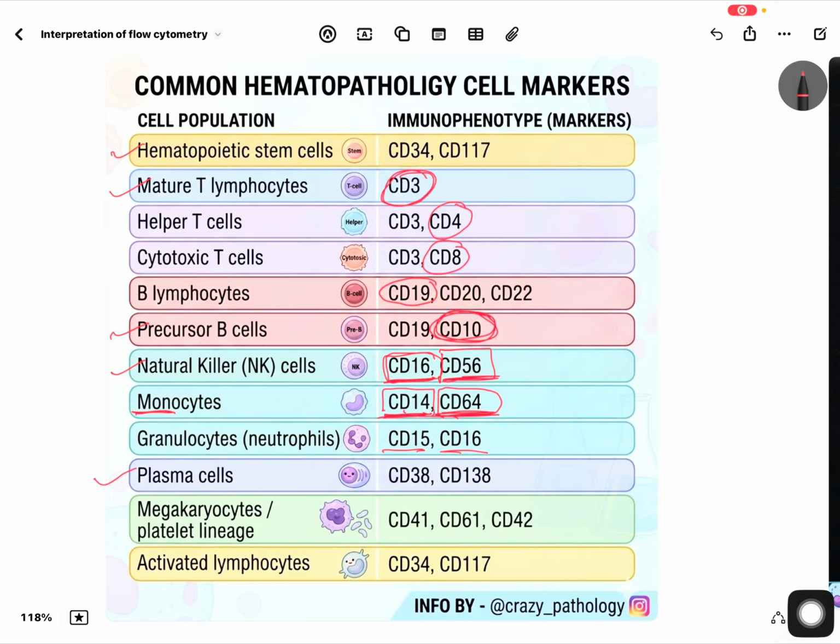Okay, plasma cells, the most important thing. What is the marker of plasma cells? 38 and 138. Okay, 38, just add 100, so it becomes 138. Okay, then megakaryocytes or platelets, it is CD41 or CD61. Then activated lymphocytes, it is again CD34 or 117. Okay, so most commonly these are the things. So these are the common physiological markers.